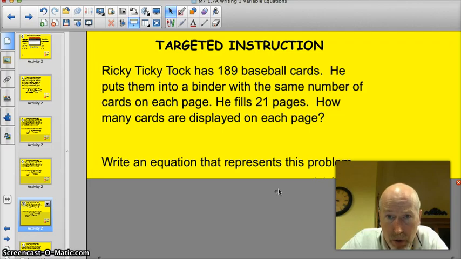And whenever possible, write the equation for a division problem using a multiplication of a variable. Okay? Pause it and give it a shot.